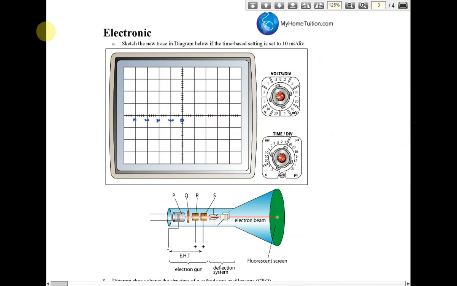So let's label. Okay, we start from here, maximum, we go to 10 volt, and then come back here, and then go down, negative 10 volt, and come back here. Okay, so that is one complete oscillation.